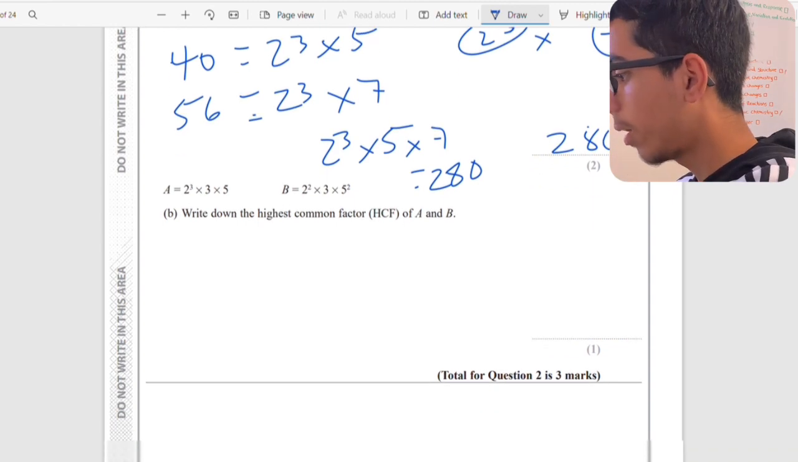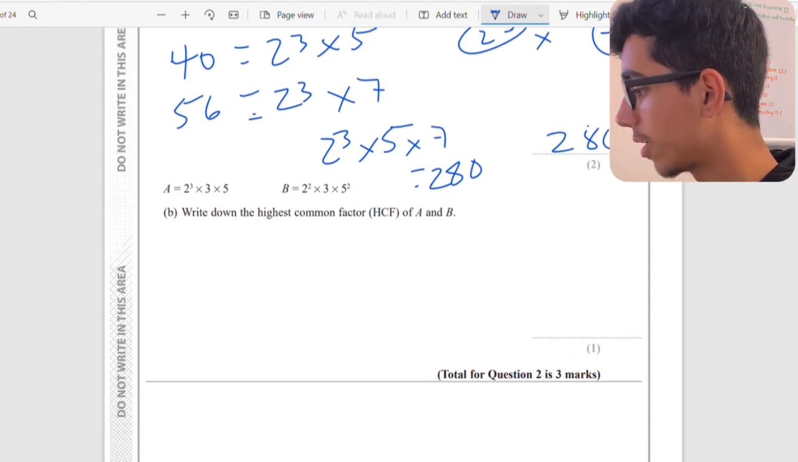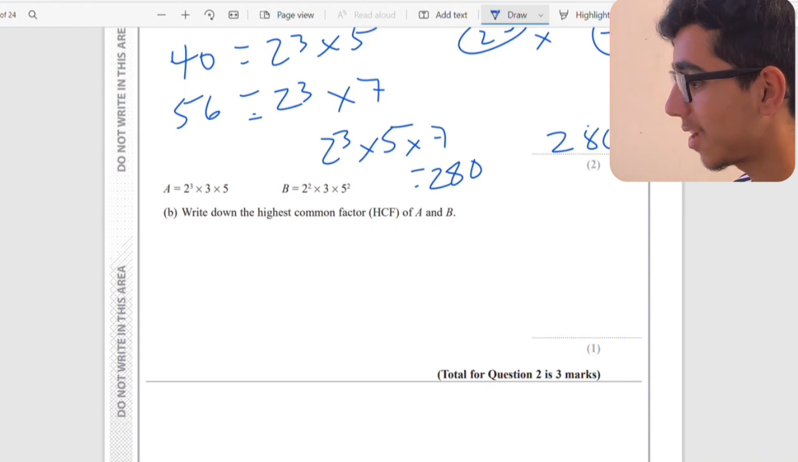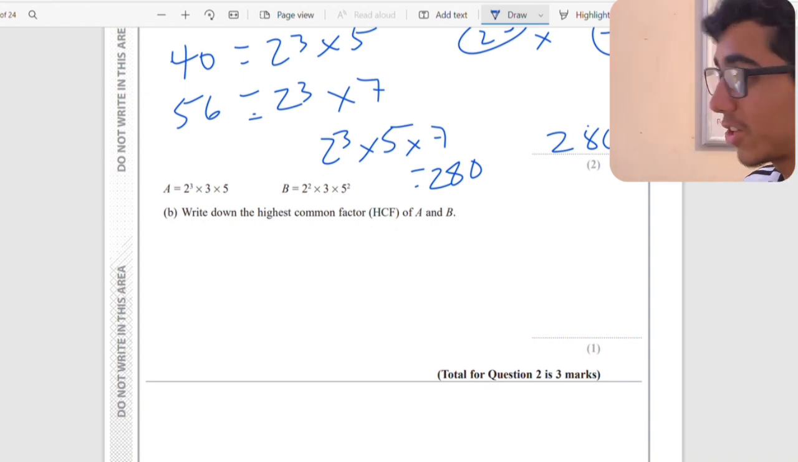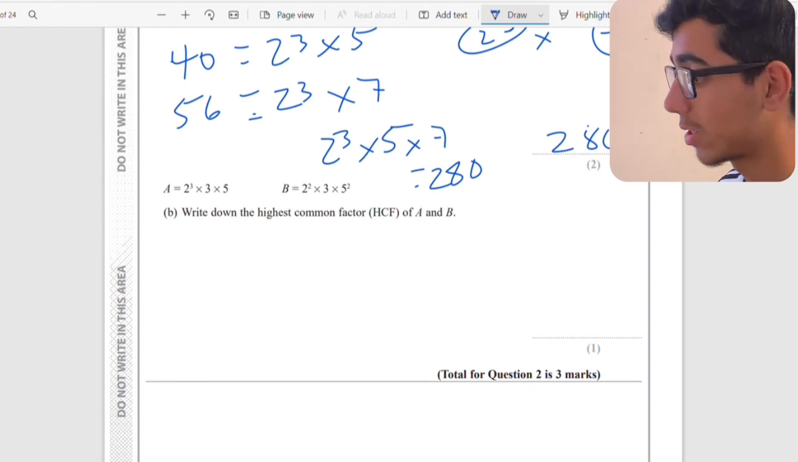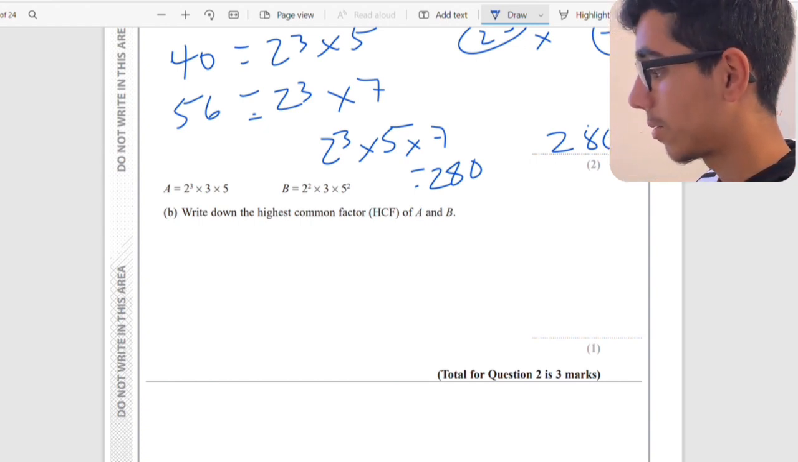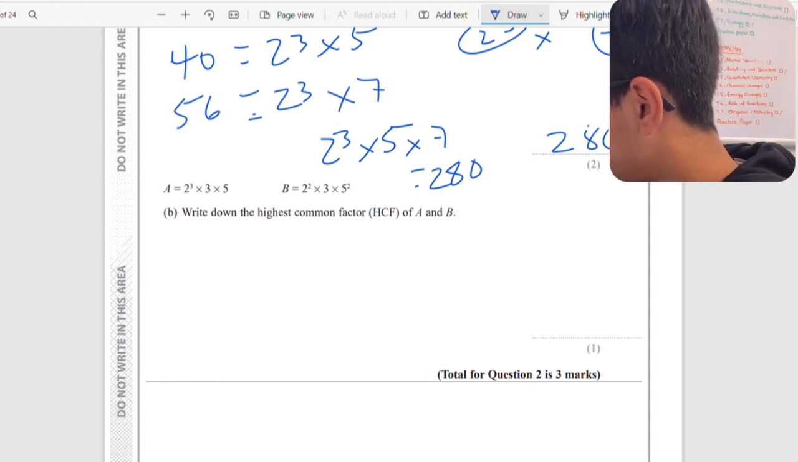Write down the highest common factor, HCF, of A and B. Exactly, so they gave the prime factorization this time. For the HCF, it's basically the ones that are not circled. That's the LCM, so the ones that are not circled. That's going to be the HCF. So obviously we're going to align them together.